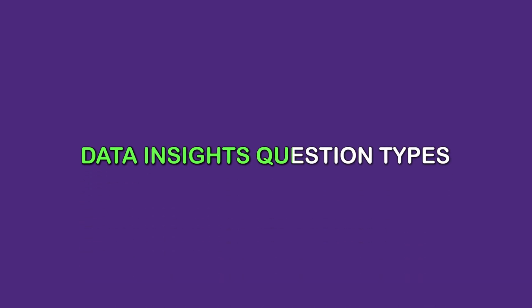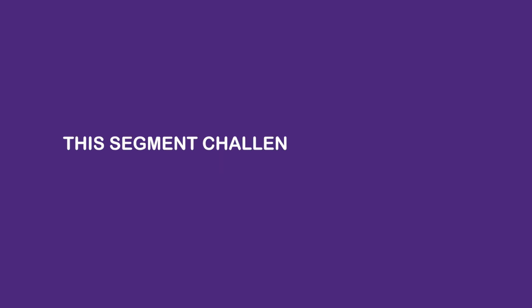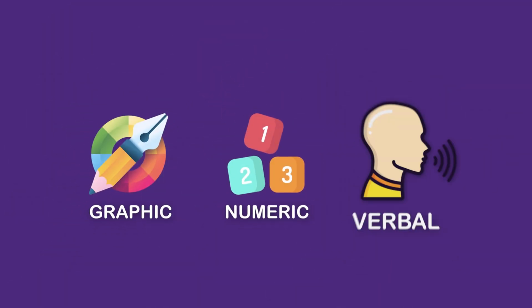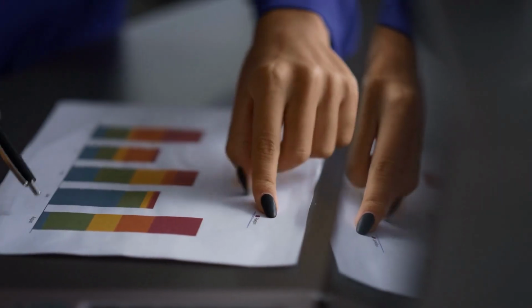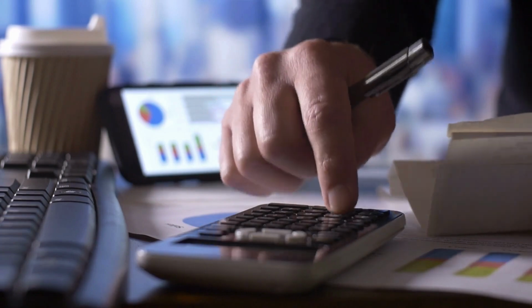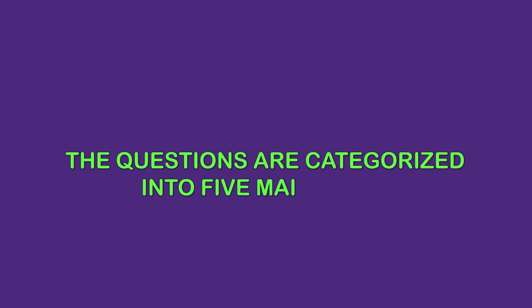Data Insights question types. Composed of 20 questions, this segment challenges you to assess how multiple sources and types of information, including graphic, numeric, and verbal, relate to one another and can be harnessed to reach well-grounded decisions. Some questions may require mathematical calculations, data analysis, verbal reasoning, or all three. To assist you in the process, you can use an on-screen calculator while working on this section. The questions are categorized into 5 main types.